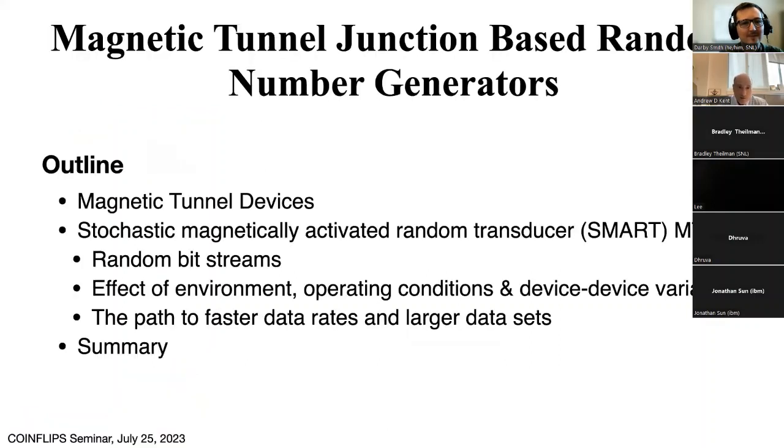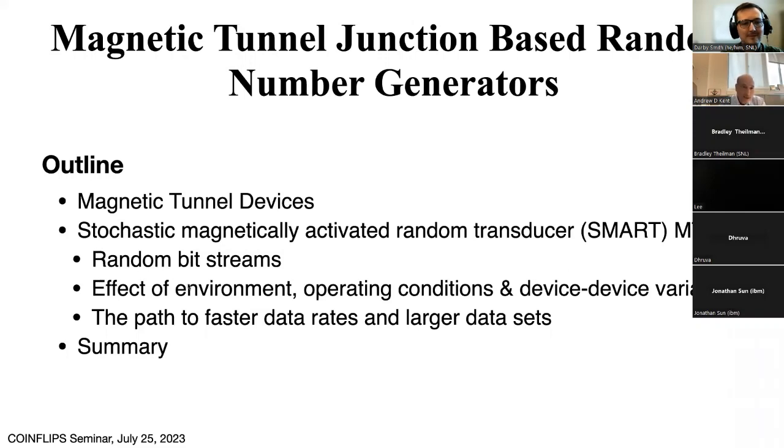So I'm going to start by telling you about magnetic tunnel junctions. I'm going to assume that I'm talking to a pretty broad audience that don't think about magnetic layers too often. And then I'll talk about the specific materials and devices that we're working on, which we call stochastic magnetically activated random transducers. And they're a type of way of generating random numbers with nanoscale magnetic tunnel junctions.